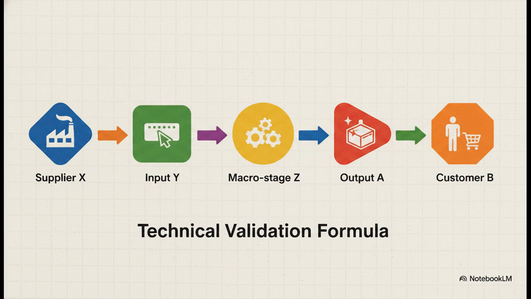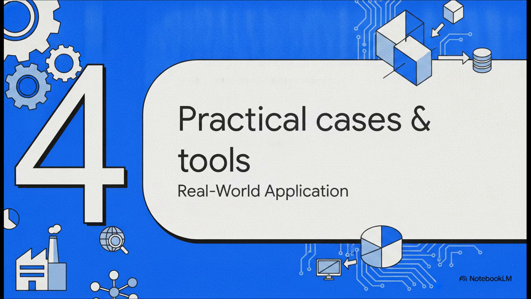So, the crucial point is how you actually test if you've built it correctly. Once your team finishes up the mapping, you use this technical validation formula to test the logical consistency of your matrix. You basically just read it straight across like a sentence. Supplier X delivers input Y, which feeds macro stage Z to generate output A, which is ultimately consumed by customer B. If that sentence makes perfect logical sense when you say it out loud, then congratulations, your SIPOC diagram is successfully validated. Let's jump into part 4, practical cases and the tools you need to pull this off.